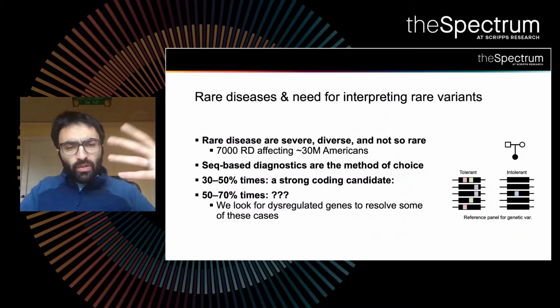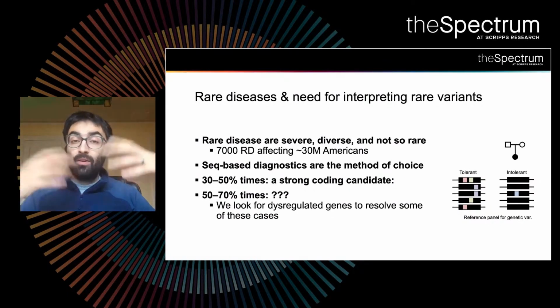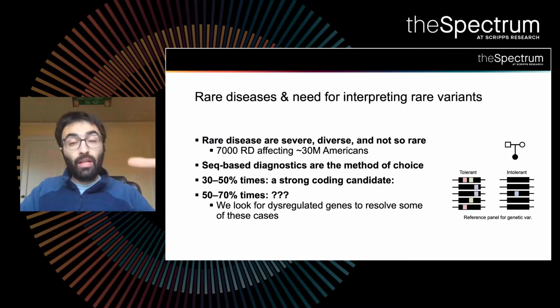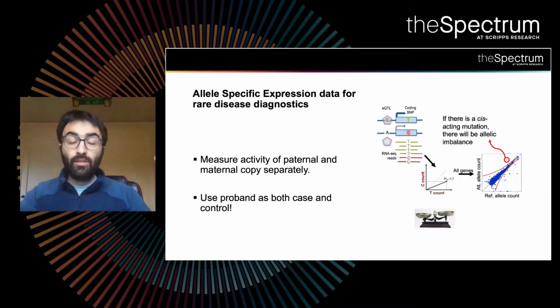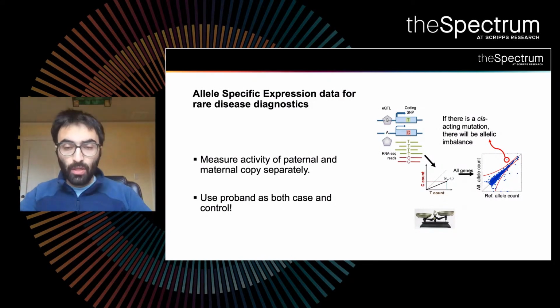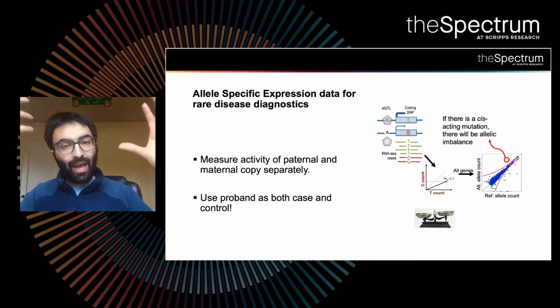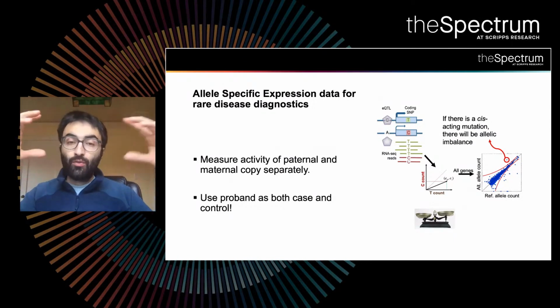So to address that, we and a bunch of other groups started looking into genes that are somehow dysregulated and said, well, this dysregulation could point us to the genes that are broken. So to do this, we looked at the different ways that you could look at activity of the gene, and that is called allele-specific expression. To put it simply, allele-specific expression is measuring activity of a gene for each of the parents individually.